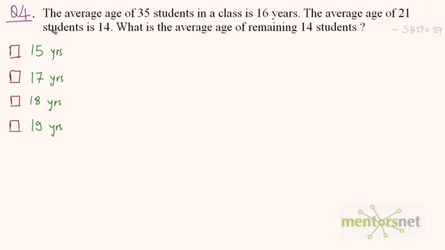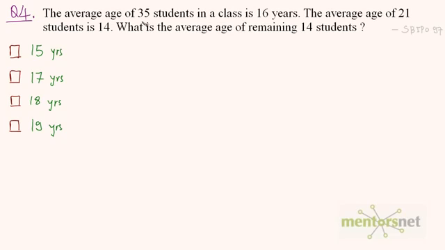The fourth and the final question for this video. The average age of 35 students in a class is 16 years, and the average age of 21 of those students is 14. What is the average age of the remaining 14 students?